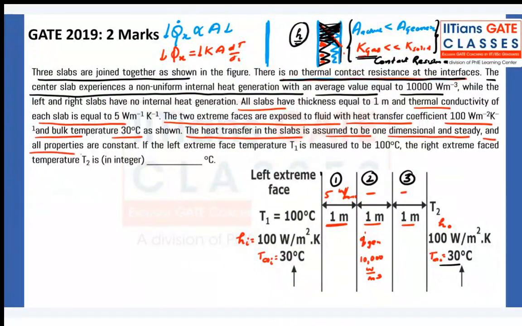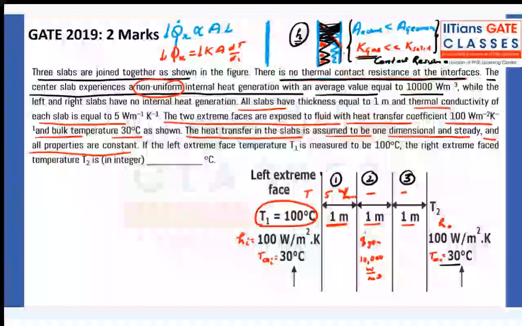It is steady. T1 is given as 100. And because it is non-uniform heat transfer, T2 will be different. T2 will not be equal to T1. I need to find out T2. T1 is given, but it is steady.